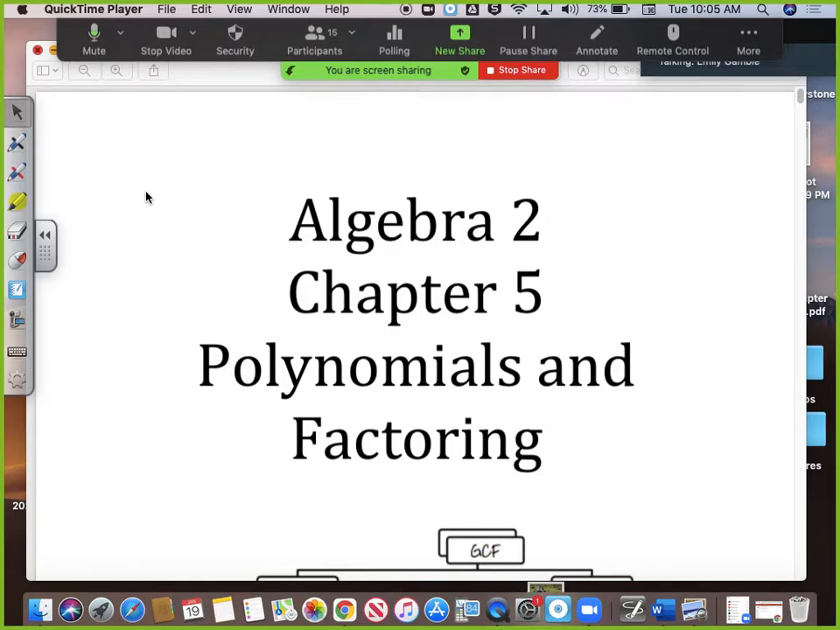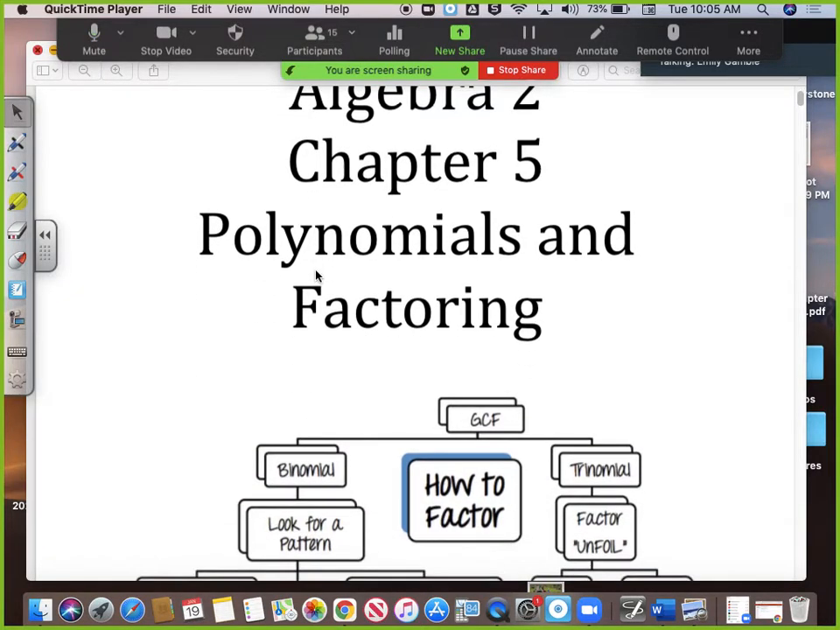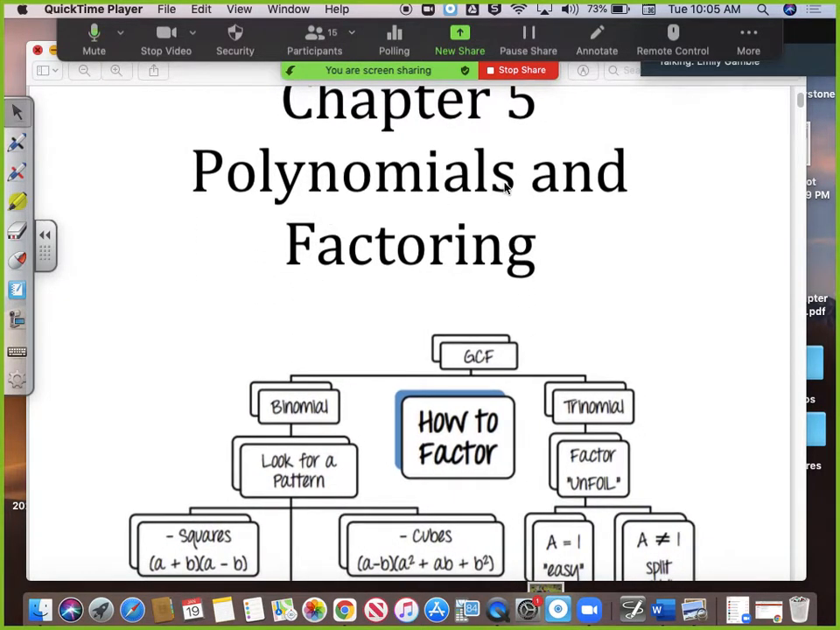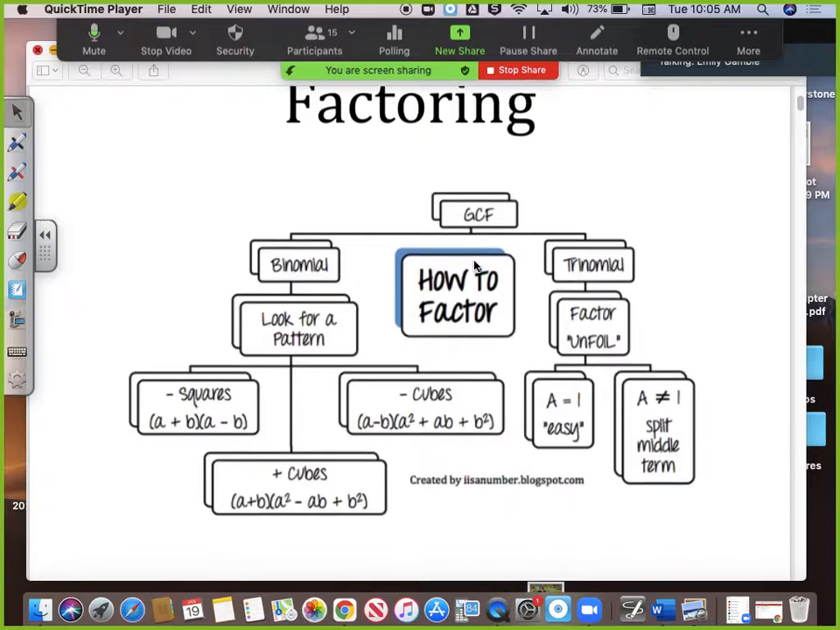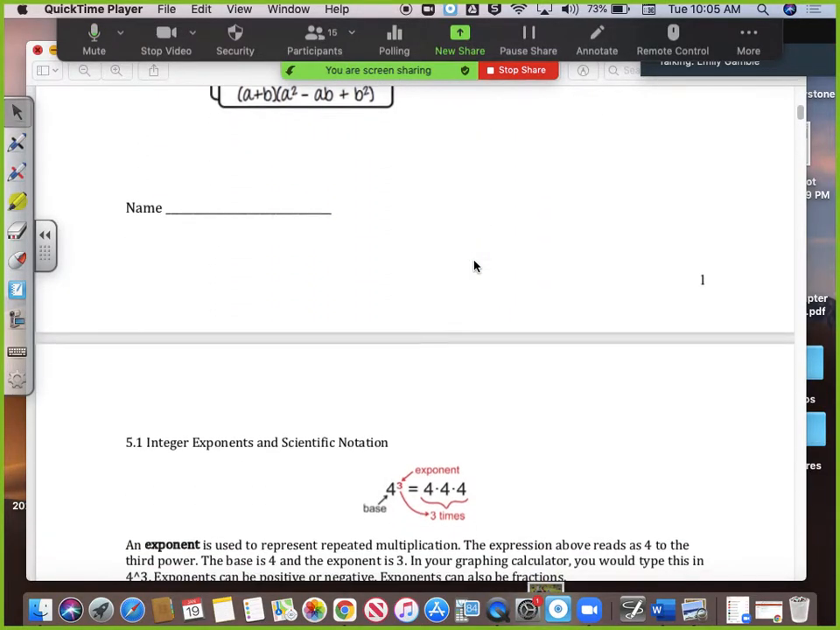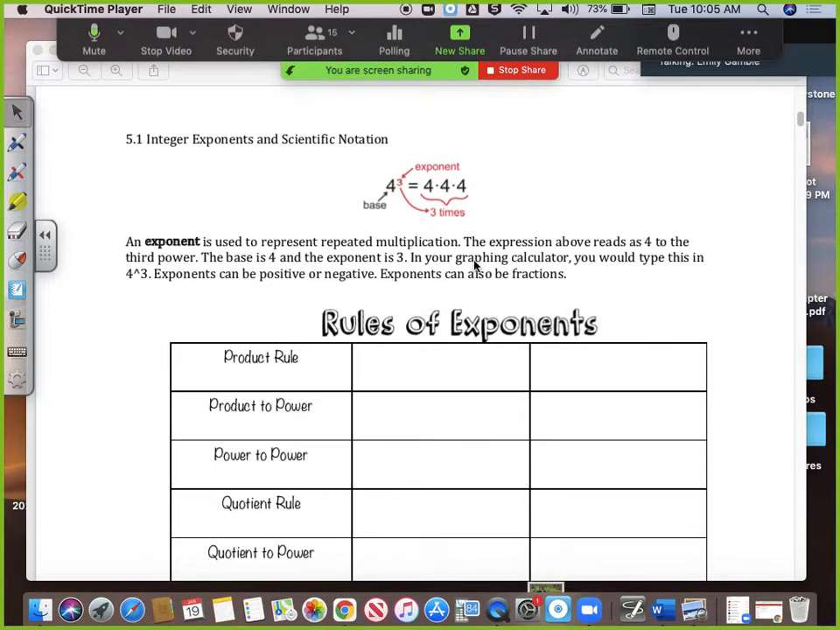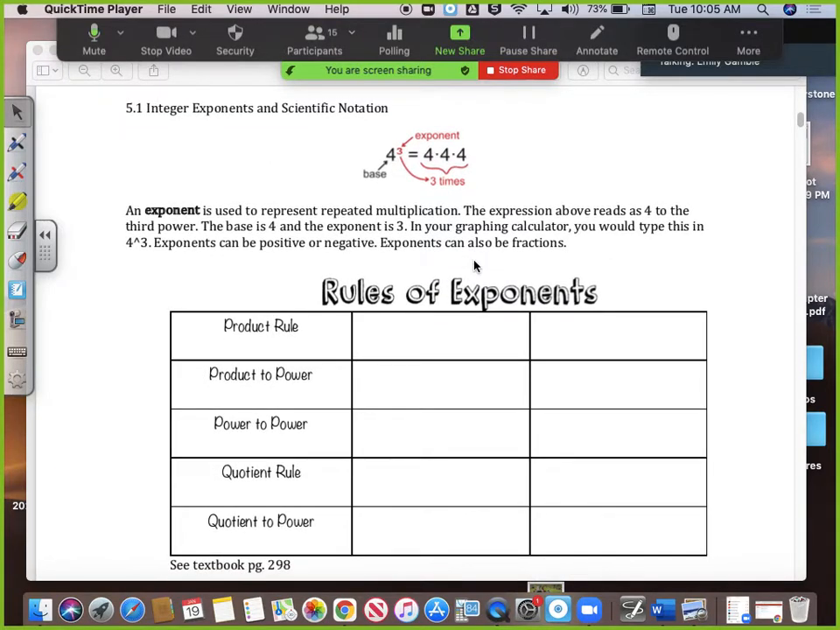All right, so this next packet is on Chapter 5, Polynomials and Factoring. Pretty much everything we're going to be seeing in this packet is a refresher, and also we'll be taking it a little bit further with an extension of what you saw in Algebra 1. So we'll be looking at polynomials, factoring, and exponents, all different things today and in this packet.